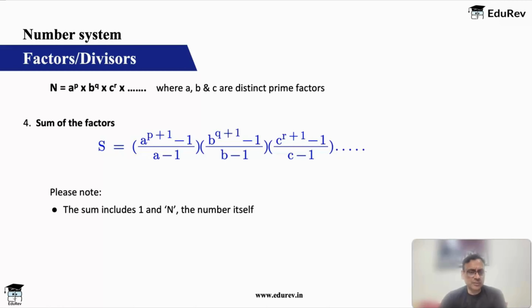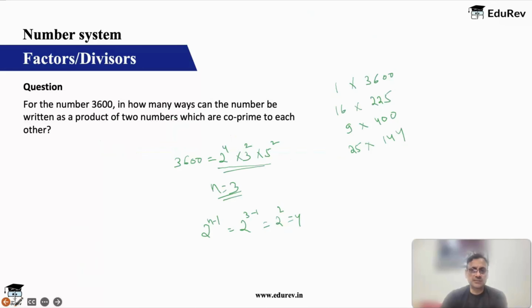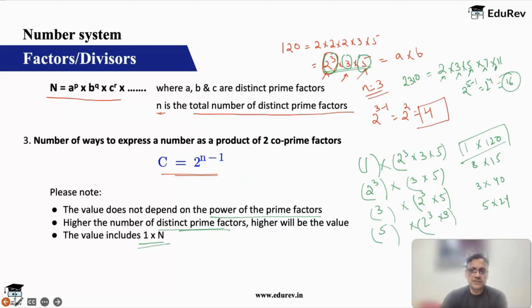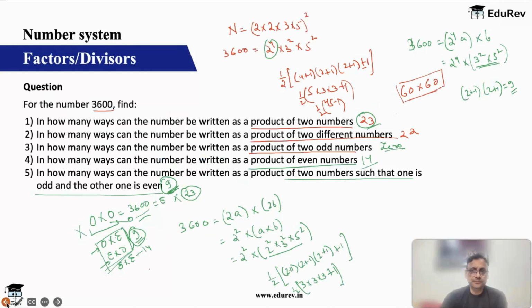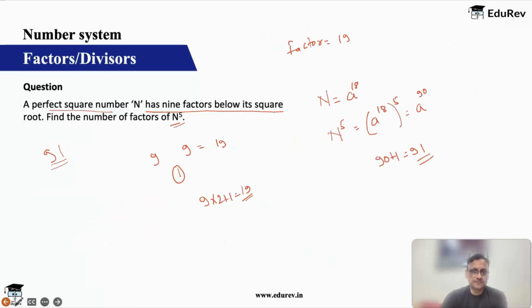Okay, let's take a small number so that I can explain this to you. We had taken a number 60 some time back. Okay, 60 is equal to, where did we take that?